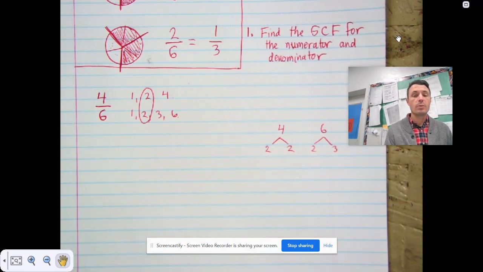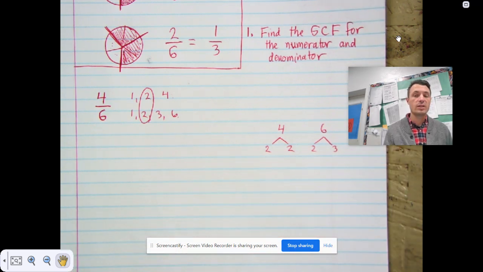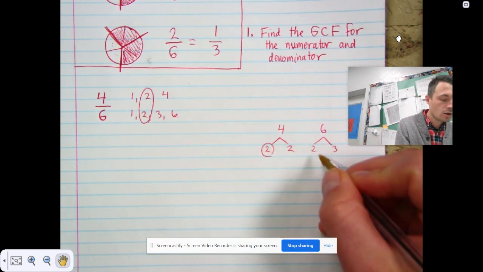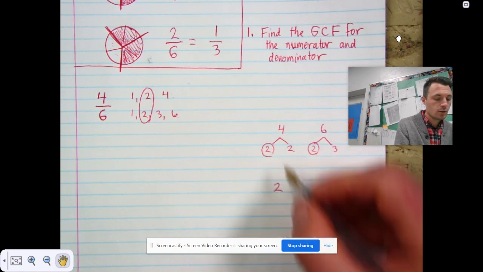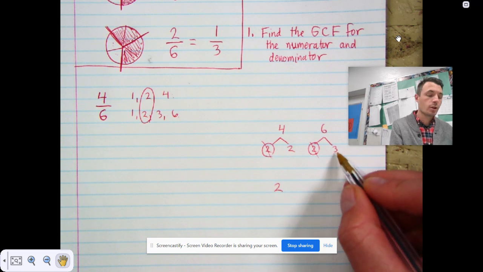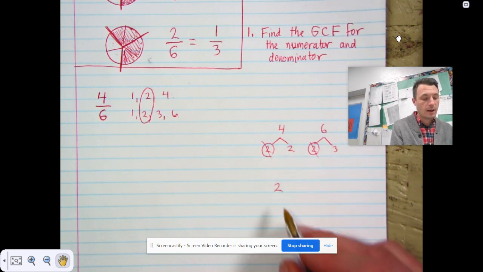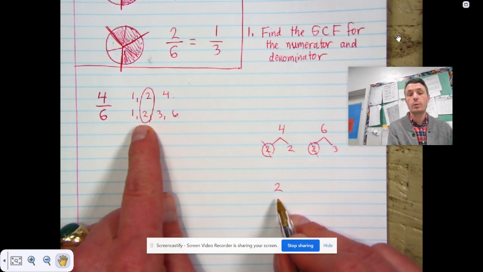Then, however many times each of these prime factorization trees have the same number in common, we write that number once. So we have 2 here and 2 here, so we put 2 here. Now we have a 2 over here, but nothing to match it over here. And we have a 3 over here, but nothing to match it over here. So that means the greatest common factor is 2. Same thing we found when we did it this way.